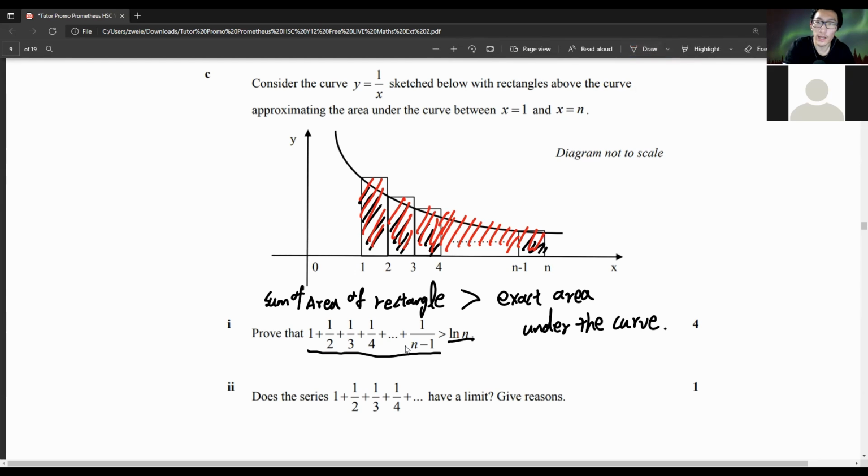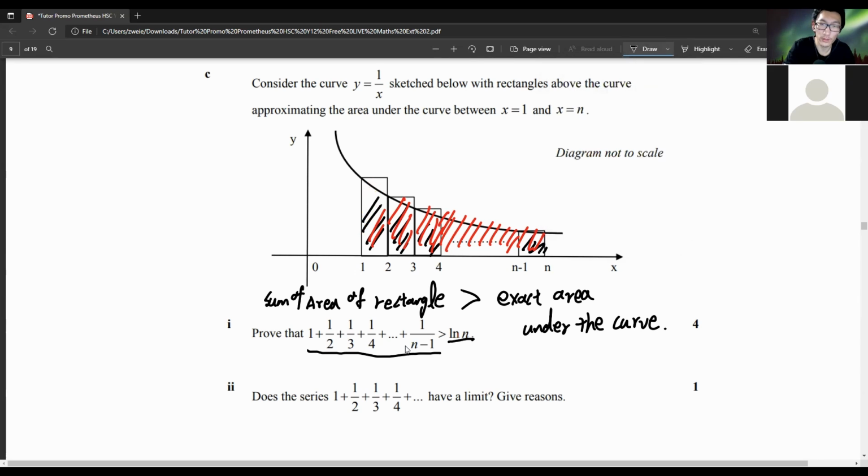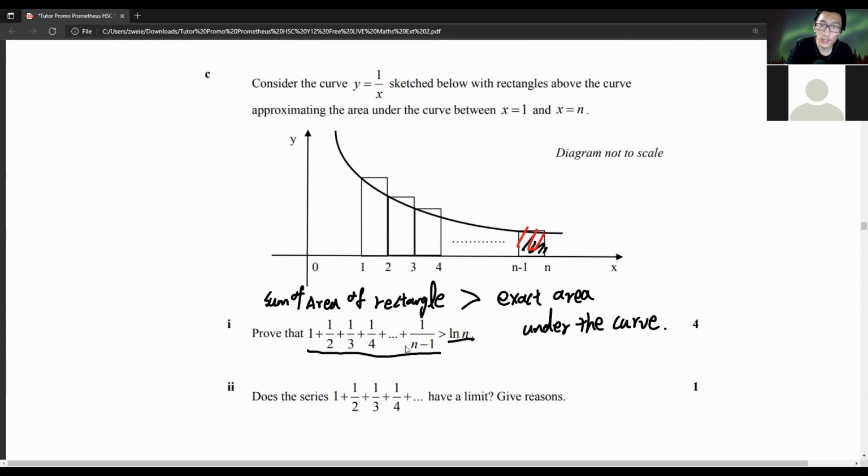Now, the second step is how do we figure out the 1 plus 1 on 2 plus 1 on 3 plus 1 on 4 and so on. This is by looking at the specific locations. So we know y equals 1 on x. When x equals 1, y will equal 1 on 1, which is 1 as well. At x equals 2, y is going to equal a half. So that's why they said the diagram is not to scale. Similarly, at 3, we know that y is equal to 1 on 3.